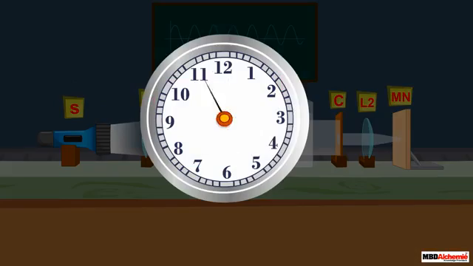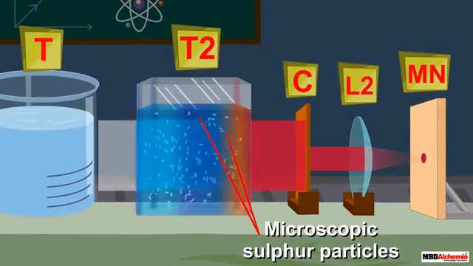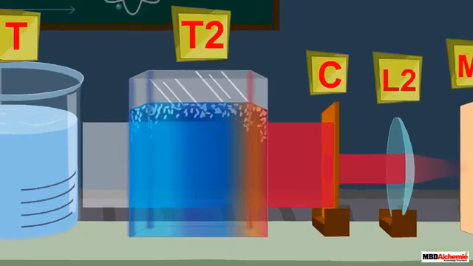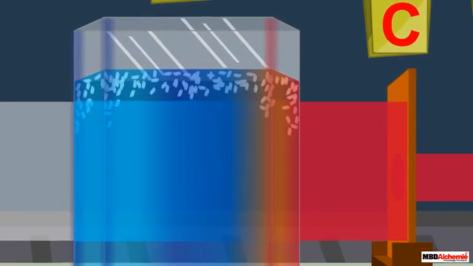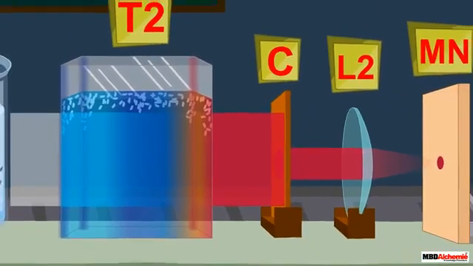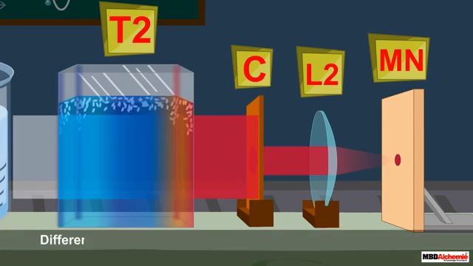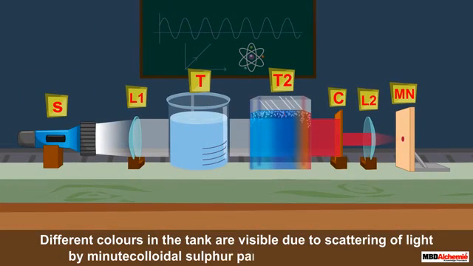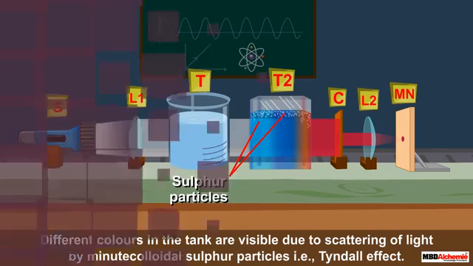In about 2 to 3 minutes, you will find fine microscopic sulfur particles precipitating. As the sulfur particles begin to form, you can observe blue light from the 3 sides of the glass tank. When viewed from the 4th side of the glass tank, facing the circular hole, at first an orange-red color and then a bright crimson-red color are observed on the screen. This happens due to the scattering of light by minute colloidal sulfur particles, that is, the Tyndall Effect.